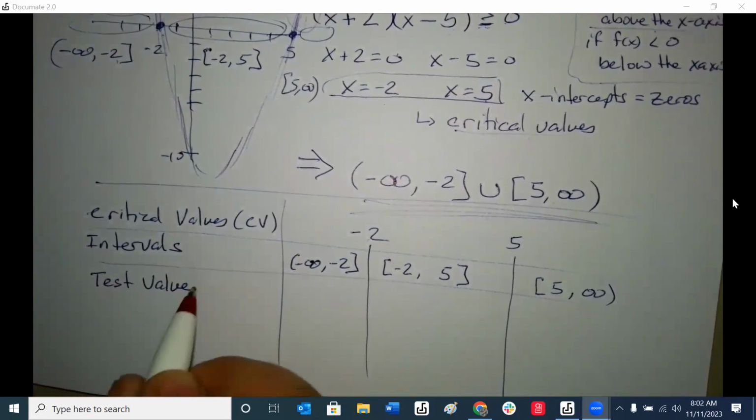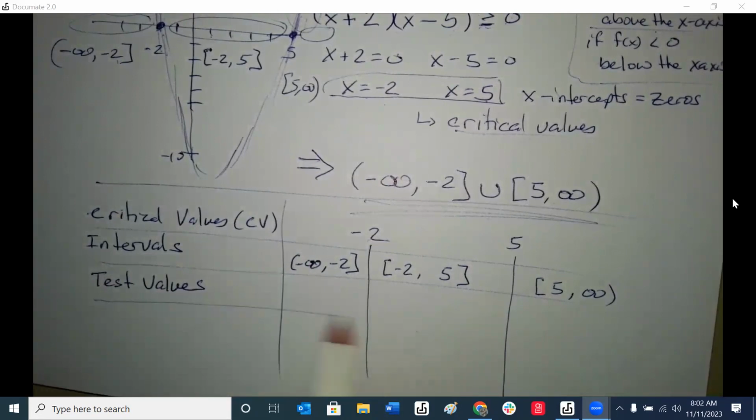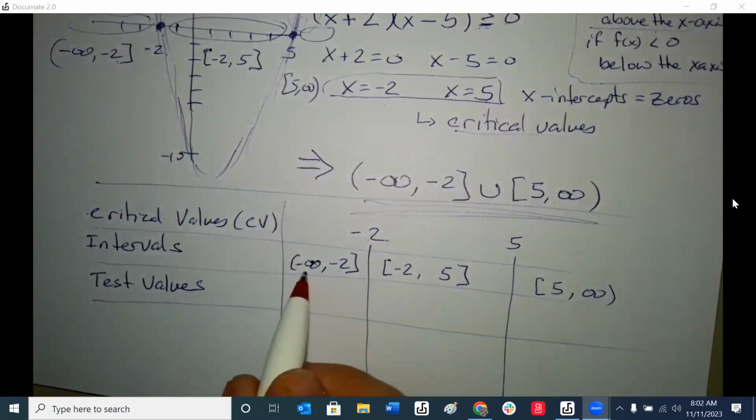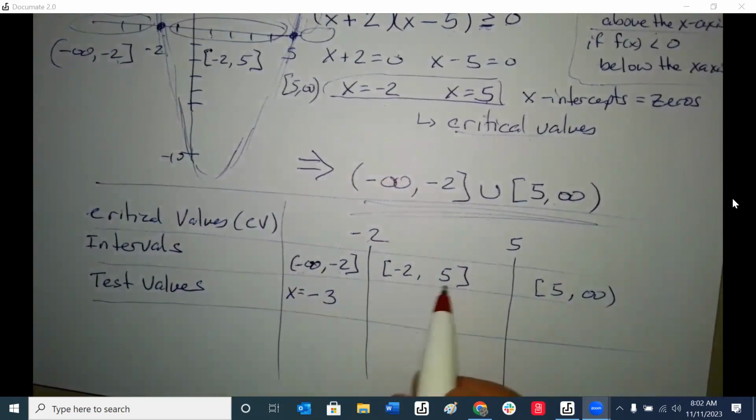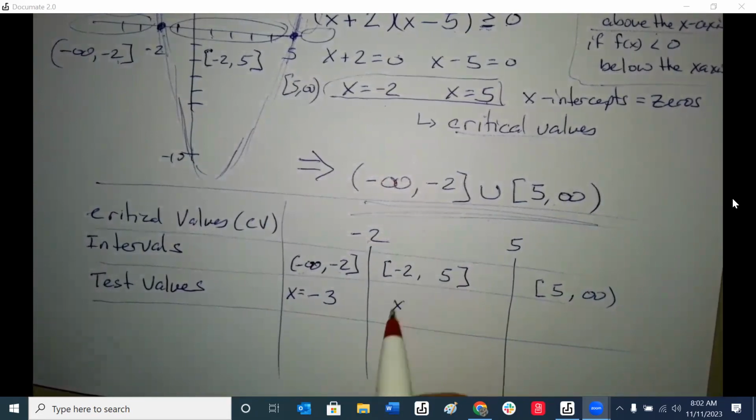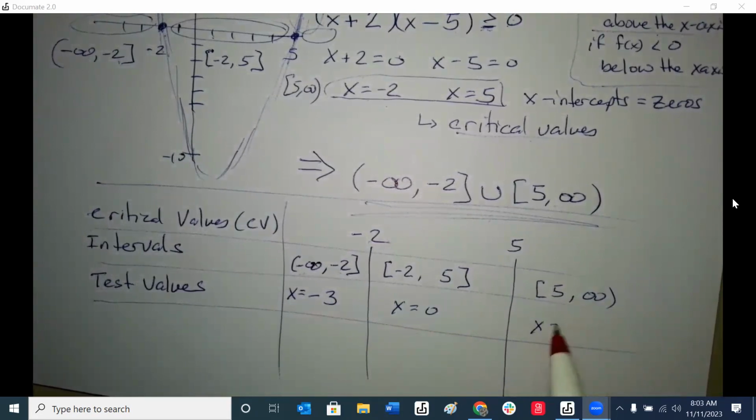Now we pick some test values. Test values are numbers inside these intervals. So give me a number that's between -infinity and -2. I say -3. This is x equals -3. In this interval, between -2 and 5, I use 0. And between this one, I use 6, because it's not 5 or infinity.